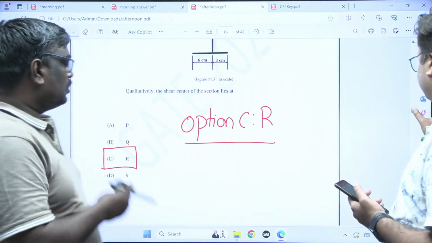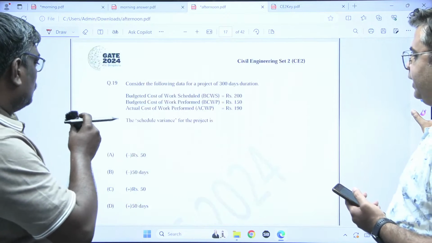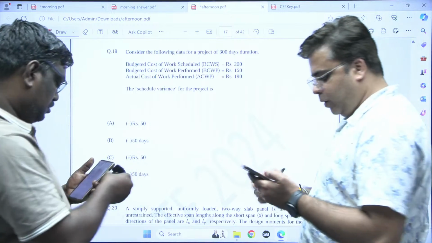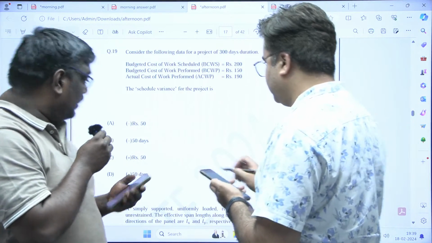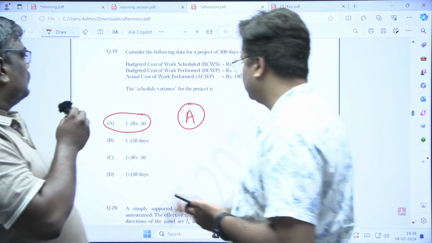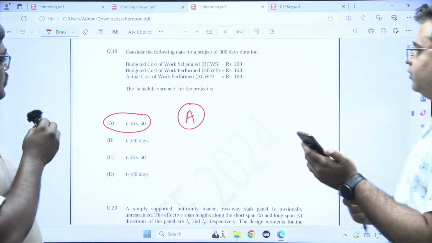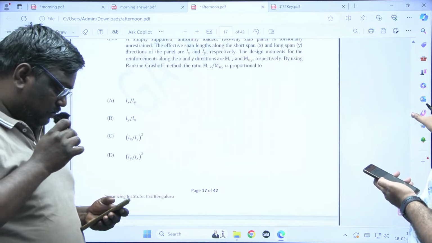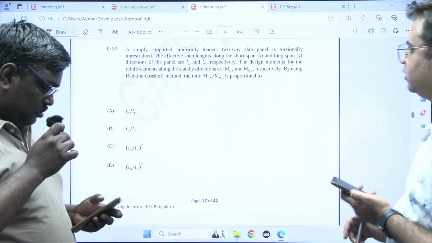Then you have this 19. The 19th one we have A, sir. Option A is correct. It's a CMM question, I think. Budget cost of the work schedule. Okay, given. Next you have question number 20, RCC question.